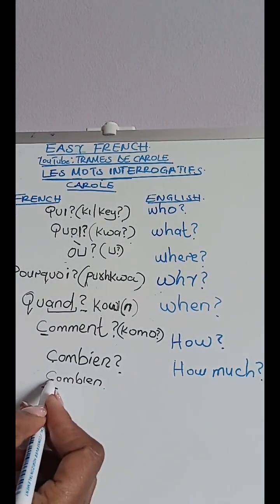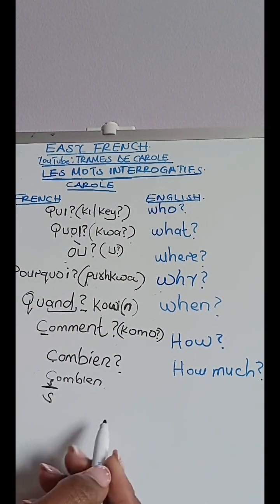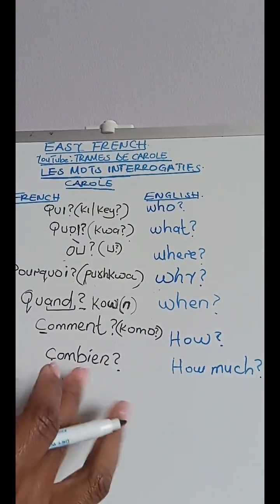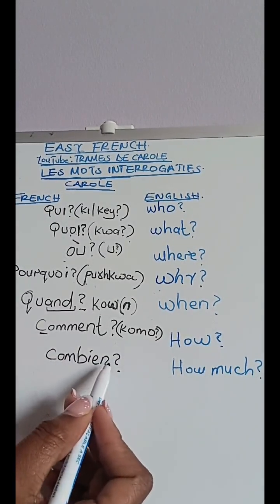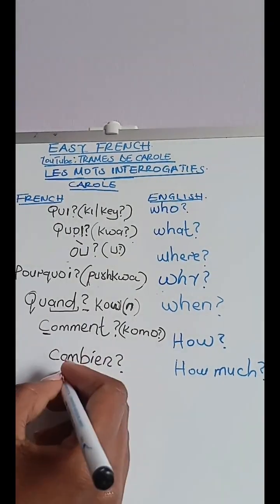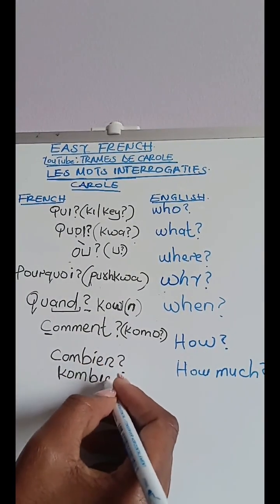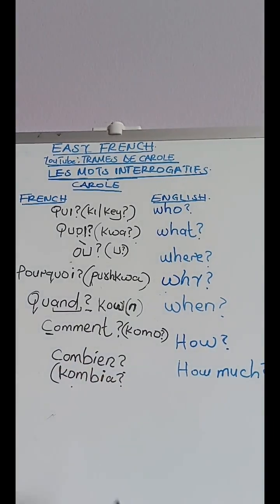No. The C avec cédille has to be read as S. Okay? We actually did pronunciation some time back. So this is combien. So let's write how it's read. Combien, okay?